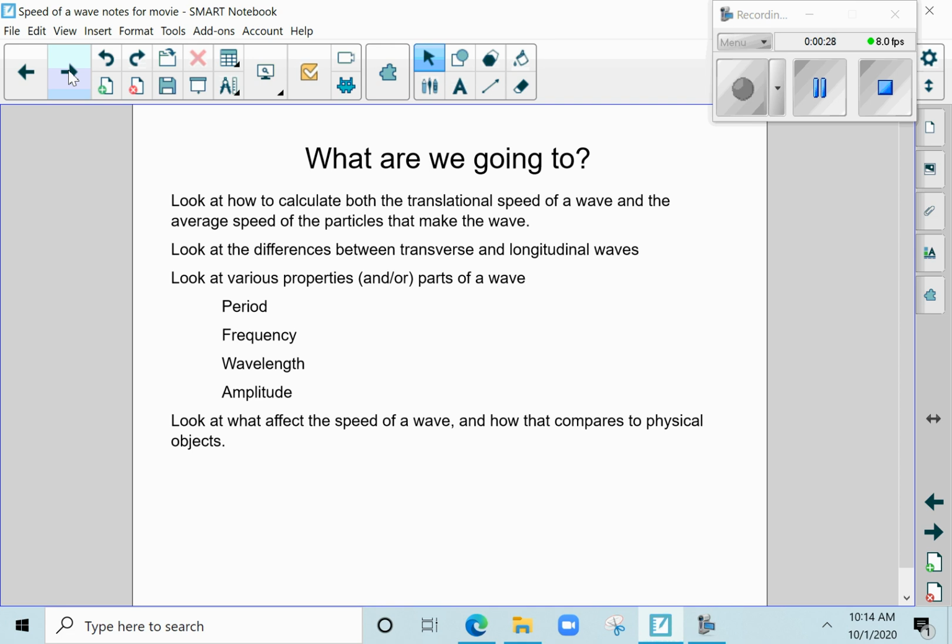We're going to look at various properties of the wave, such as period, frequency, wavelength, and amplitude. We've talked about them a little bit before, and we're going to review those again and apply them to the speed of a wave. We're also going to look at what affects the speed of a wave and how it compares to physical objects.